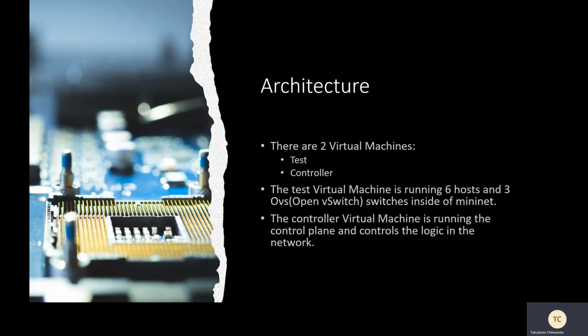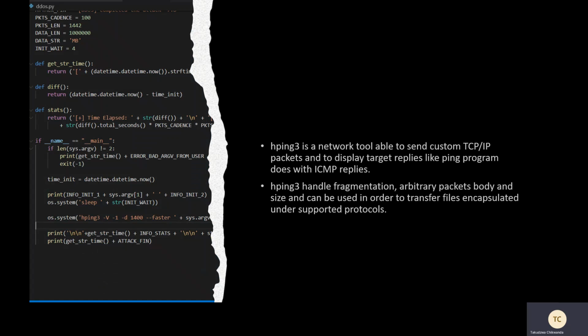So the test contains the mininet hosts, and the controller contains the controller. So in the first VM, there are 6 hosts and 3 switches, 3 open V switches, and there is a controller, and then in the controller there is a control plane which controls the logic, the whole logic behind sending packets between hosts.